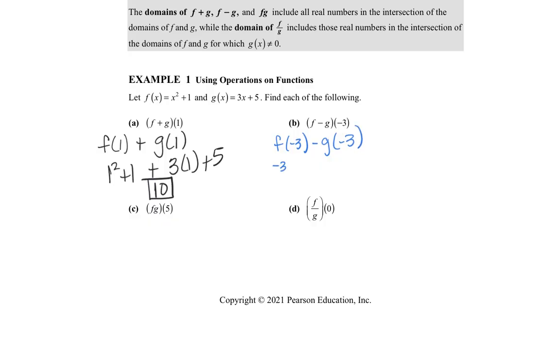So now we're going to do f of negative 3 minus g of negative 3. So this is negative 3 squared plus 1, which is 9 plus 1, which is 10, minus, so now we've got 3 times negative 3 plus 5. 3 times negative 3 is negative 9, and negative 9 plus 5 is negative 4, so this is minus a negative 4, and two negatives make a positive, so the answer is just 14.